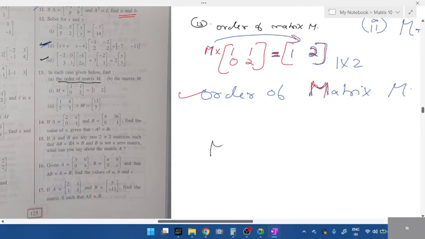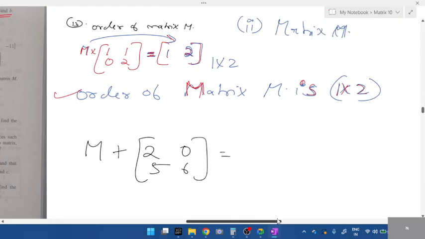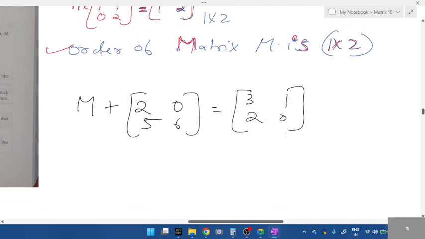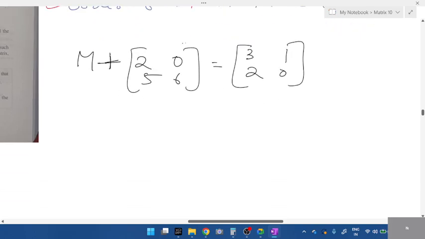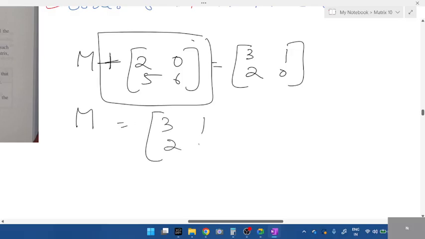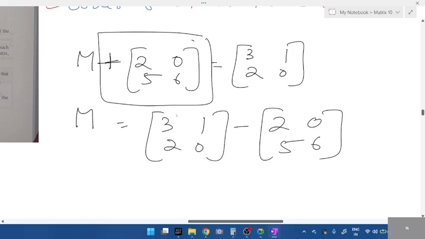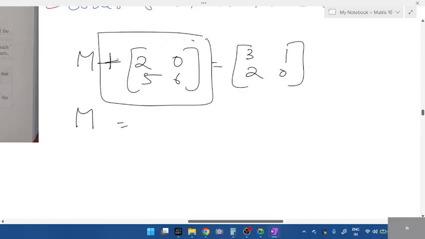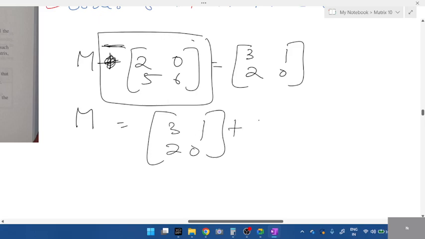Look at this, students. M plus [2 0; 5 6] is equal to [3 1; 2 0]. Multiplication is totally different. If it was addition here, what happens if you want to find M? What happens to this plus 2, students? If it goes to the other side, it becomes minus [2 0; 5 6]. Then you'll know how to subtract, right? 3 minus 2, 1 minus 0, all this calculation. This is for addition. What if minus was given here? If it goes to the other side, it becomes plus. Yeah, this is for plus and minus.